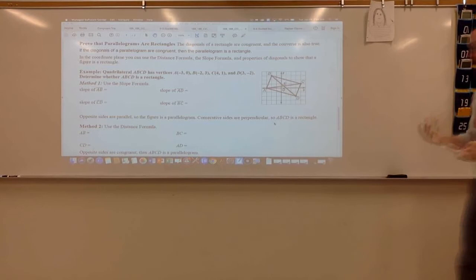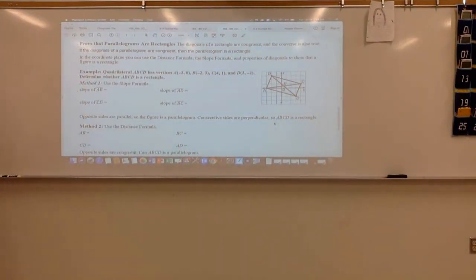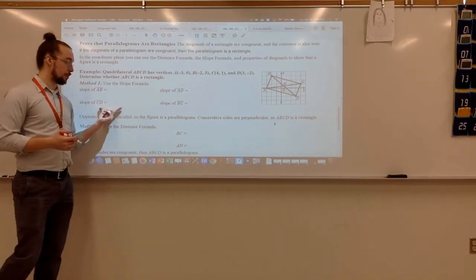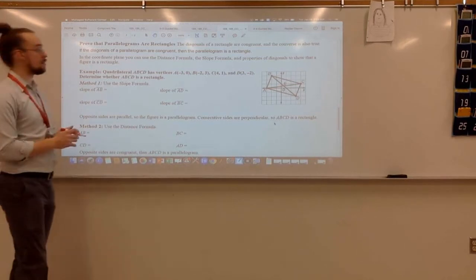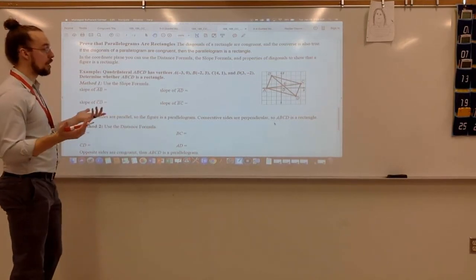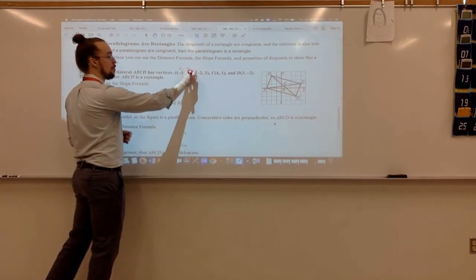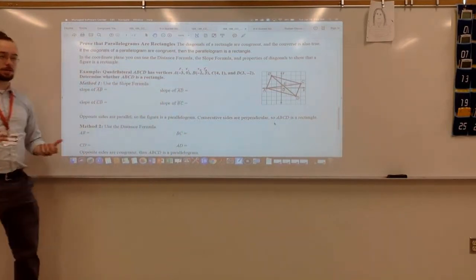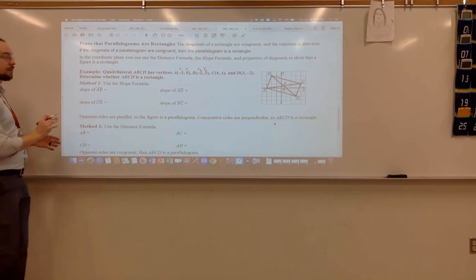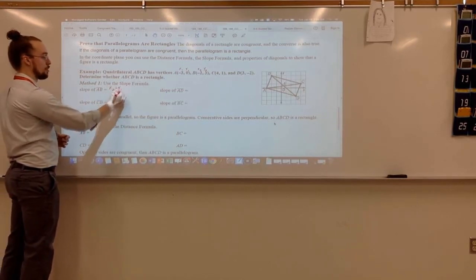So using slope to prove that something is a rectangle, just like a parallelogram, we would want to find the slope of all four sides. So let's take a minute and do that here. For AB, we can write out the slope formula if we want. If you know the slope formula and can just plug things in, that's perfectly fine. You don't have to write out the formula, but I'll write it out for the first one here.